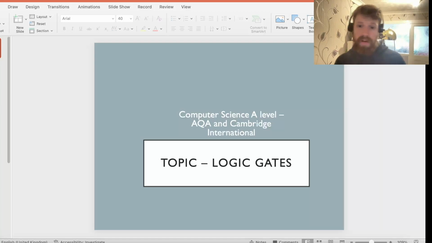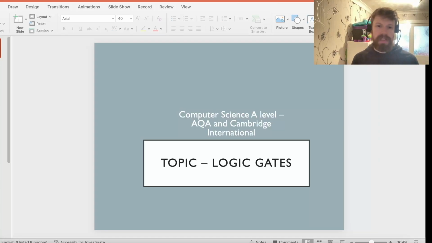One of the areas that I've been looking at is logic gates with my students, and they've been really struggling with these. Boolean algebra relates into this as well. So I was going to do a lesson on logic gates and then move into Boolean algebra. And then also with OCR, I was going to do a separate lesson because they use a slightly different style of Boolean algebra that AQA and Cambridge International don't do. So if you're doing the OCR specification, just go on to that video.